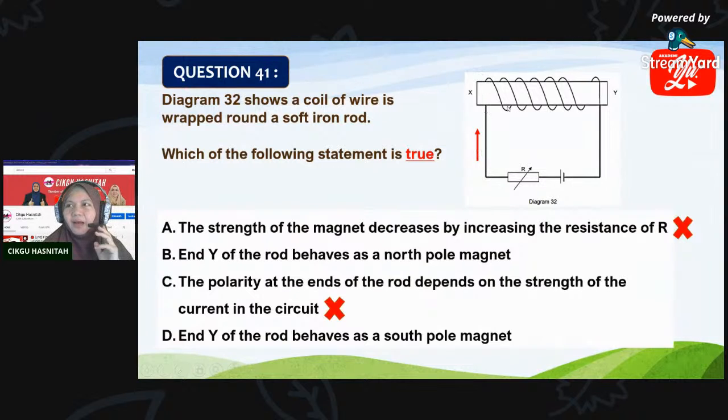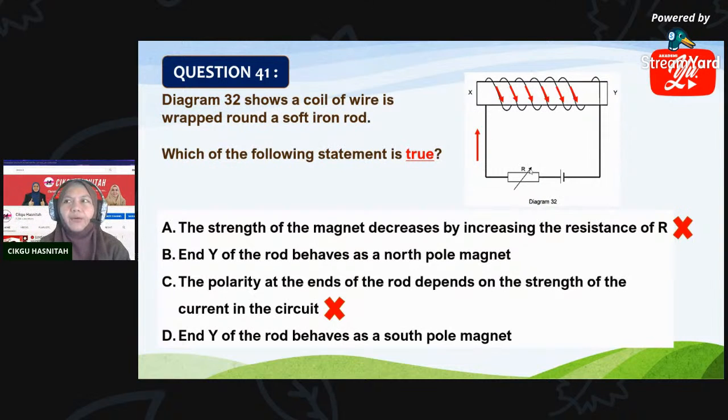Before that, if you look at this diagram, this is how the current flows in the circuit. And along the coil, how does the current flow? The current flows in this direction. So applying the right hand grip rule, how should we hold this rod? Imagine, you can take your pen as the rod and try to hold it with your right hand grip rule.